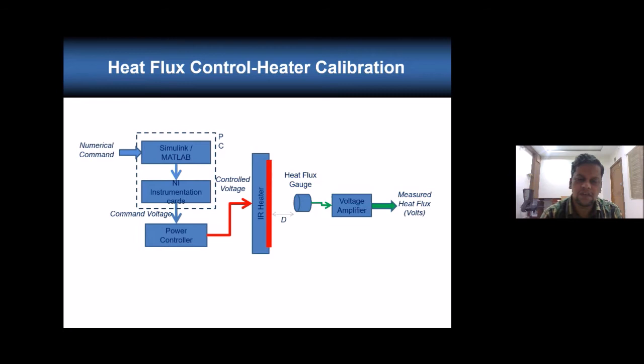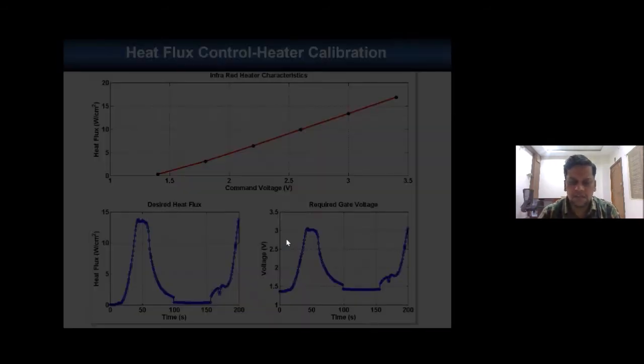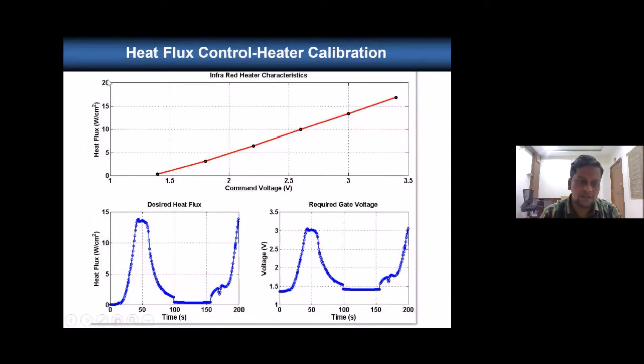So based on the heat flux profile, I will select a heater and I will place my gauge at a distance from the heater. Now I will give some numerical command, like 10% of the rated voltage to the heater, and I will measure the flux. I will give 20% of the rated voltage and measure the flux, up to its peak value. Then I will plot flux versus input voltage, and I will get a linear curve. Now we have one function, Q versus voltage.